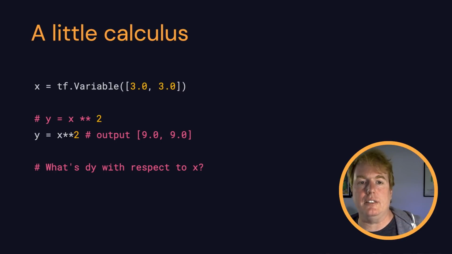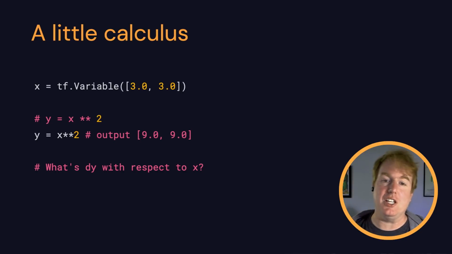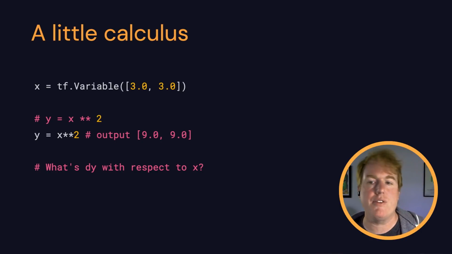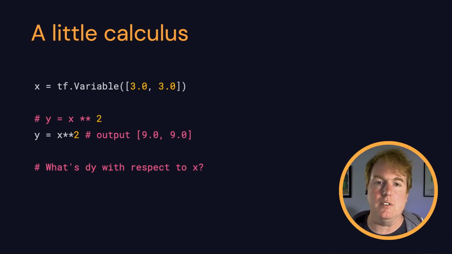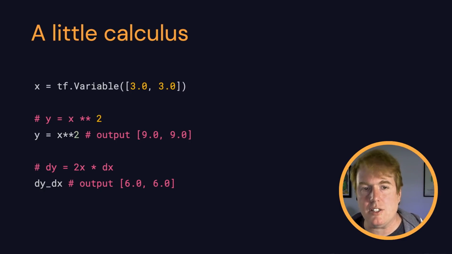To show some gradients, let's do some really basic calculus. Let's make a variable that's some vector, and then we square it. We'd like to calculate the gradient, which is to say, what is dy with respect to x? If you remember your high school calculus, you take the exponent down and put it in front of the variable, so 2x. Since x is a pair of 3's, we see that this should be 6. Remember, we're using overridden operators here, so that math op is part of TensorFlow.